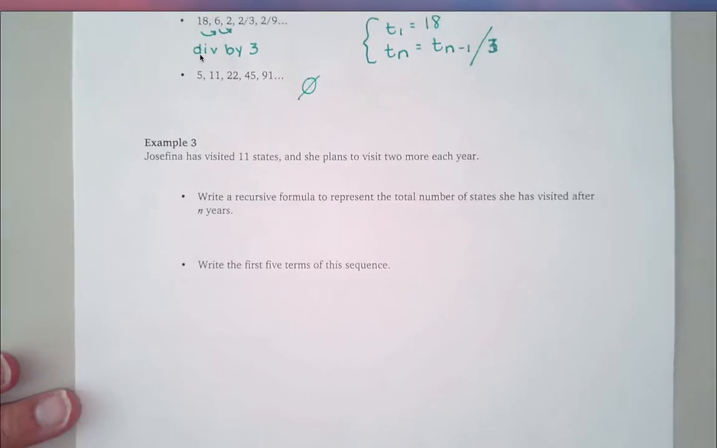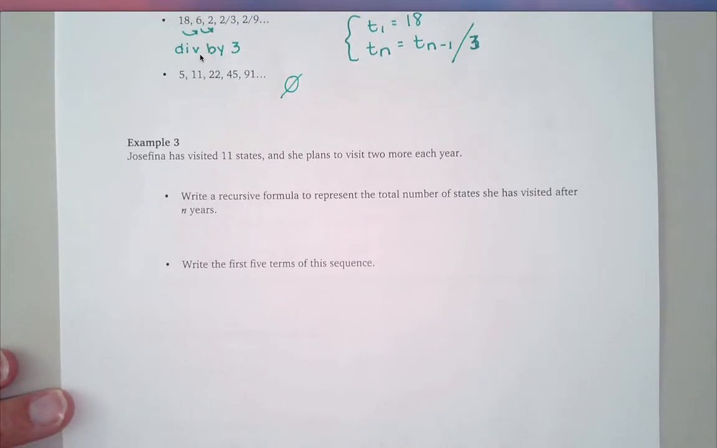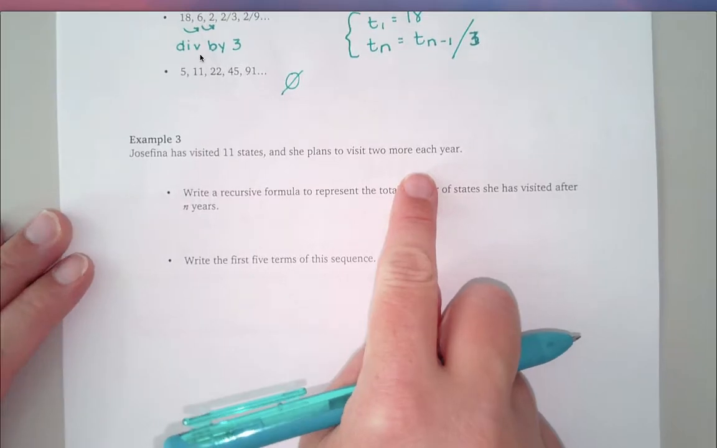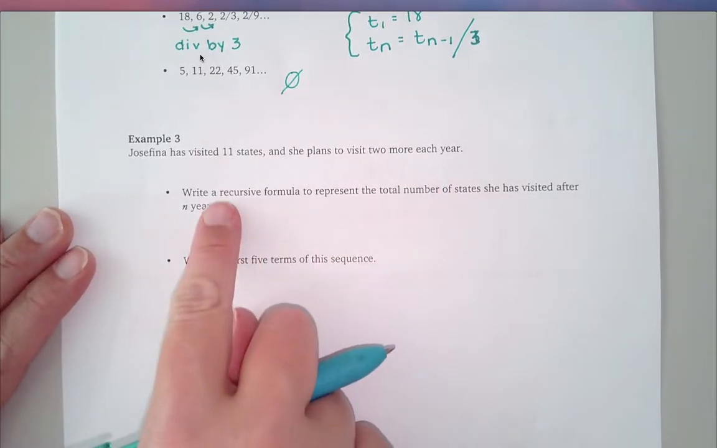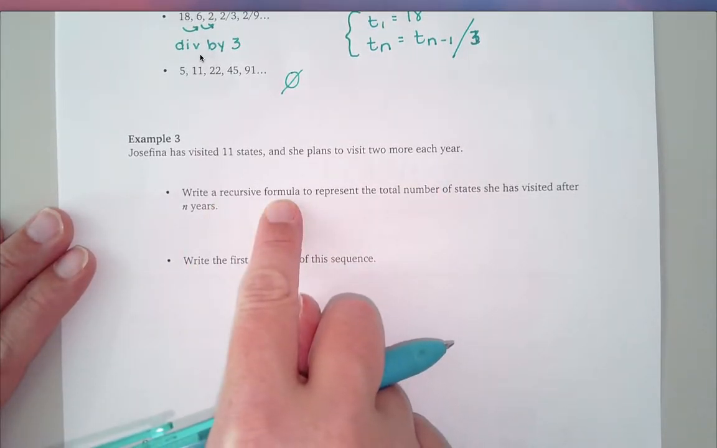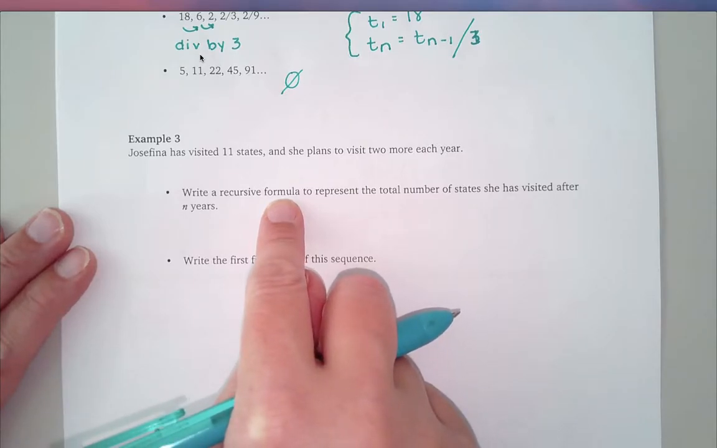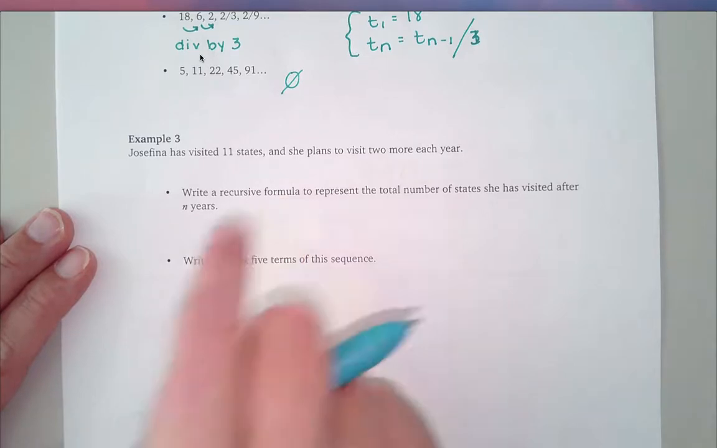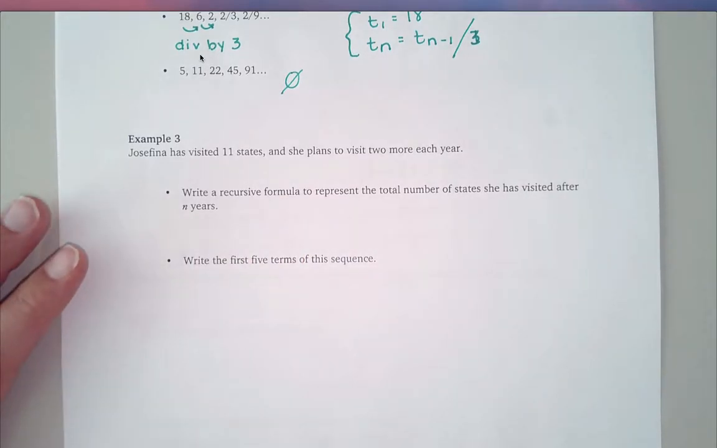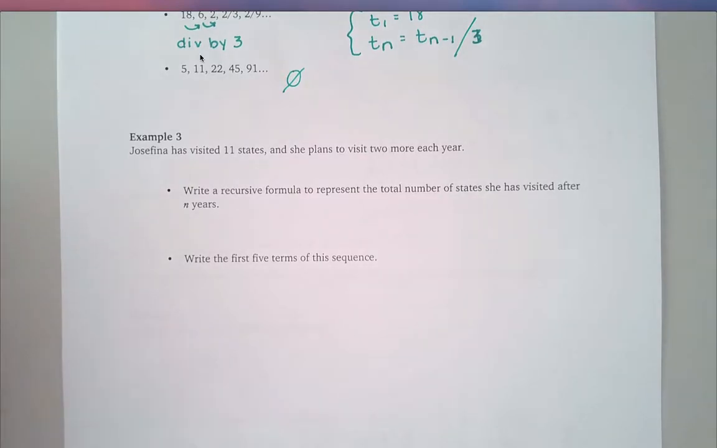Let's hit example 3. Word problems here. Josephina has visited 11 states, and she's going to visit 2 more each year. So we've talked about ways to write equations for something like this, but now I'm not just writing an equation, I'm writing a recursive formula. And I want the total number of states she has visited after n years. Okay? Word problems can be very tricky. And I'm about to show you something that's tricky about this problem, and it doesn't necessarily show up everywhere, but you will see it again.